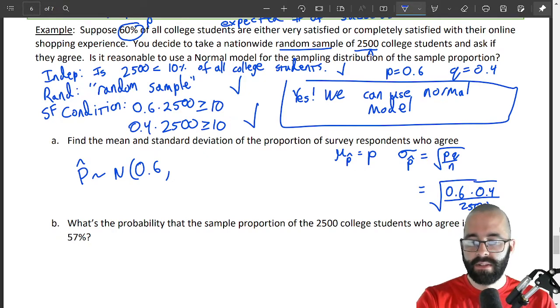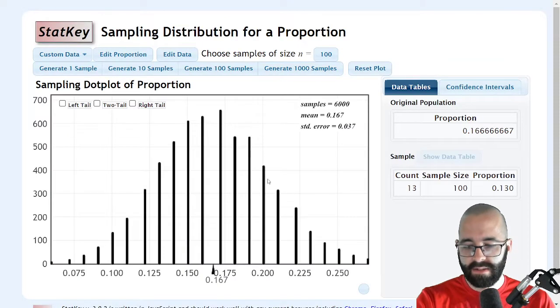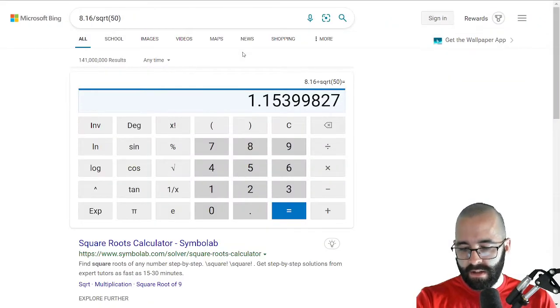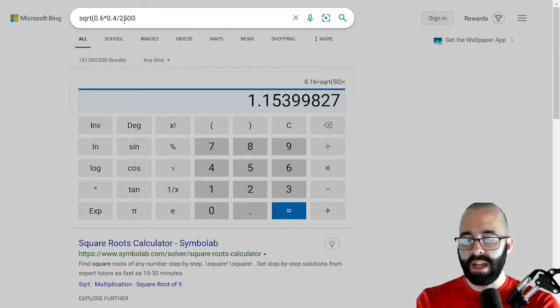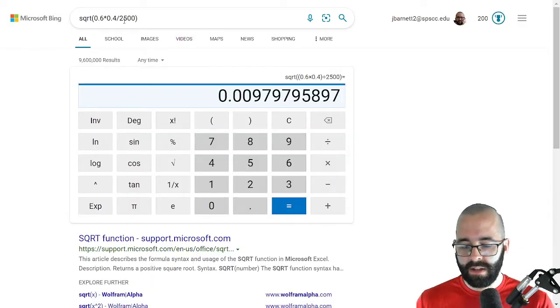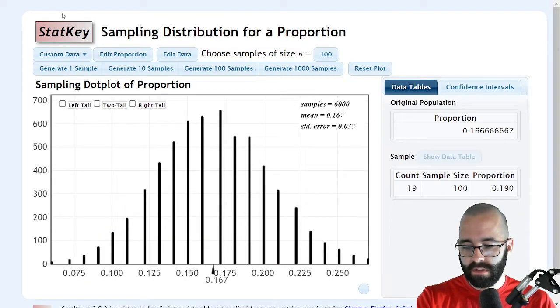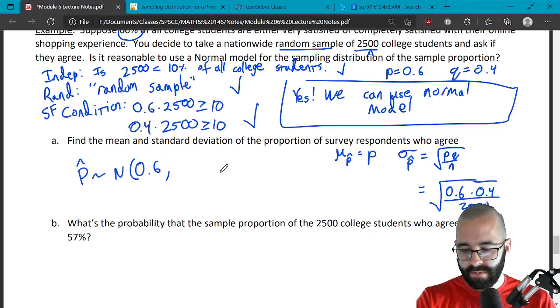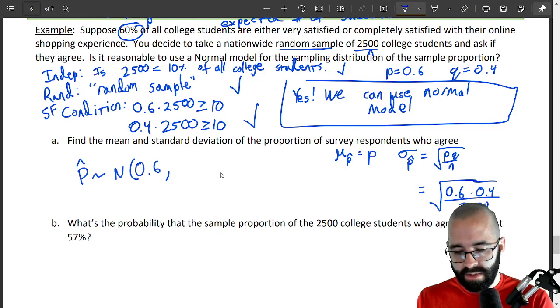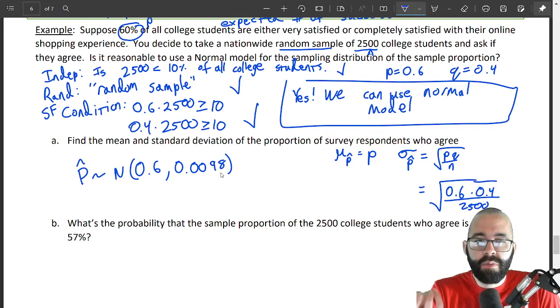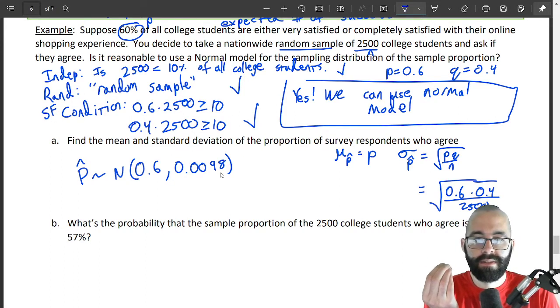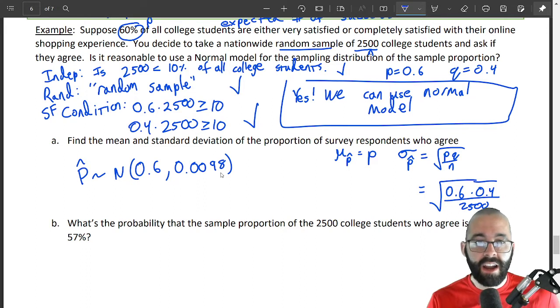Let's type that into a calculator. Be very careful with parentheses when you're doing something like this. So the square root of P times Q divided by N is very small, 0.0098. We're asking a lot of people. Remember, the bigger the sample size, the smaller the variability. So the standard error is going to be smaller.